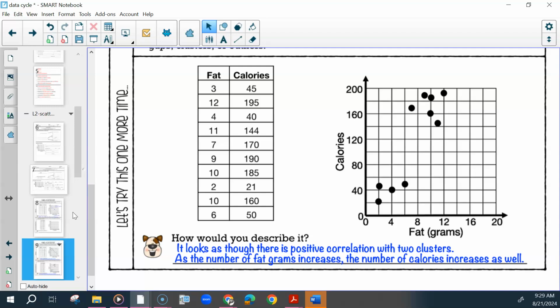So your scatter plot should look something like that. And then yours doesn't have to be worded exactly like this. But as the number of fat in grams increases, the number of calories increases as well. So you need something that describes what the actual characteristics are doing, whether it's increasing, decreasing. And then it doesn't say this, but because they're both increasing, that would be what type of relationship? Positive. Good. There are two clusters, like these are closer together and these are close together, so those would be different clusters.